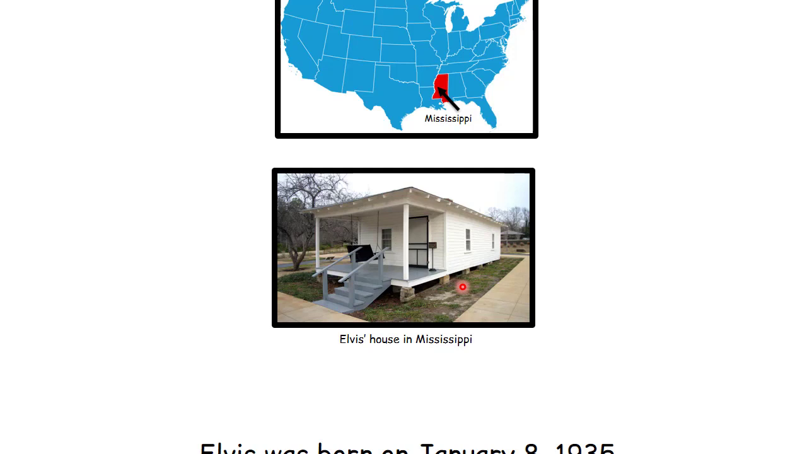And so then what you're going to do is come down, and I always let students take turns reading as well, but I always like to read it the first time around so that we're sure that everybody gets the information. So the first sentence, Elvis was born on January 8th, 1935. Wow, his birthday is January 8th. Elvis's birthday is January 8th.